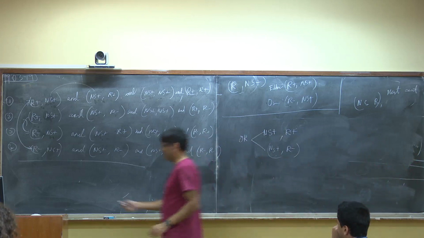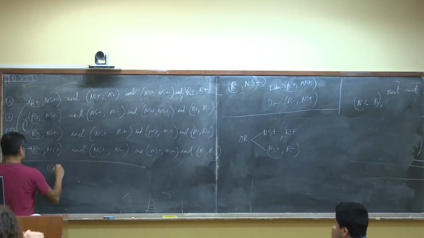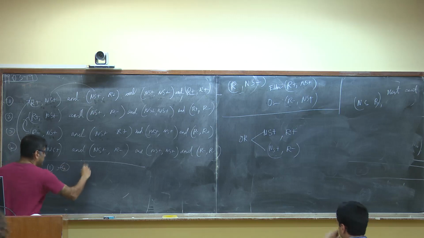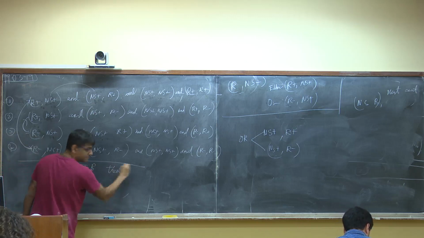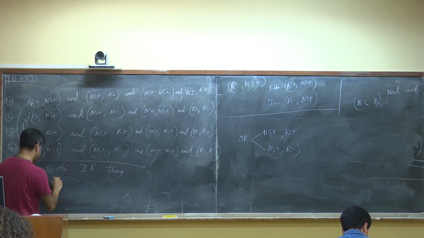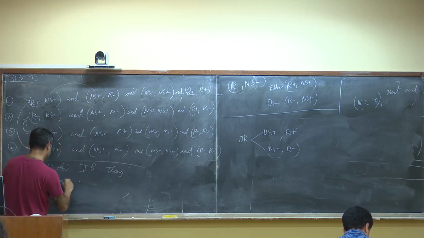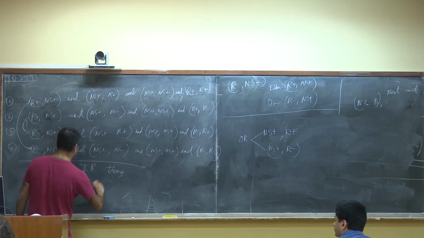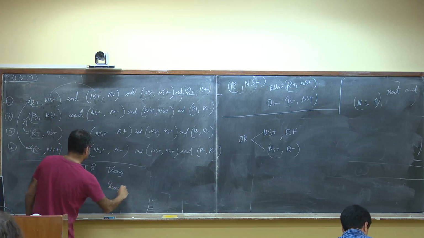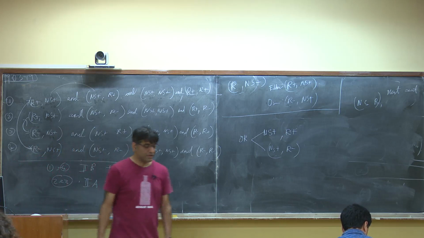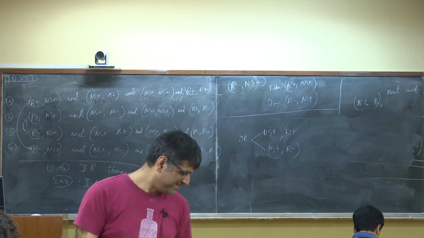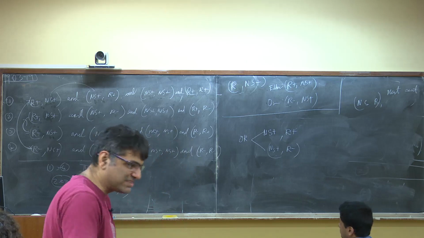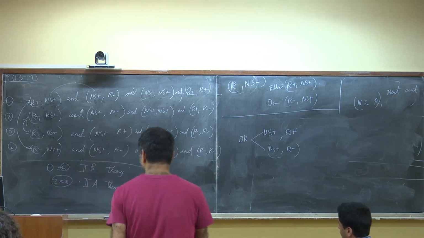1 and 4 are called type 2B theory, whereas 2 and 3 are called type 2A theory. You can see immediately that 2B theory is a chiral theory, whereas 2A theory is not a chiral theory.